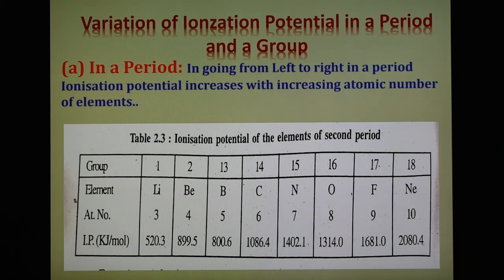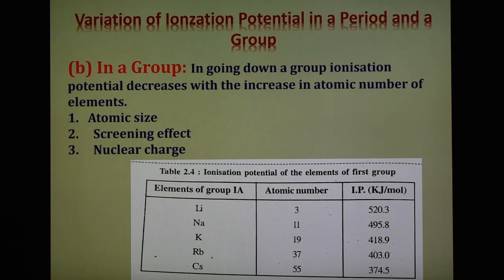Now what is the trend in the group? As we go down the group, the value of ionization potential decreases with the increase of atomic number. Why? As we go down the group, the size of the atom increases, because the number of shells increases. With the increase of size of atom, the force of attraction decreases, so it is easy to remove an electron as you go down the group, and therefore the ionization potential value decreases in the group.